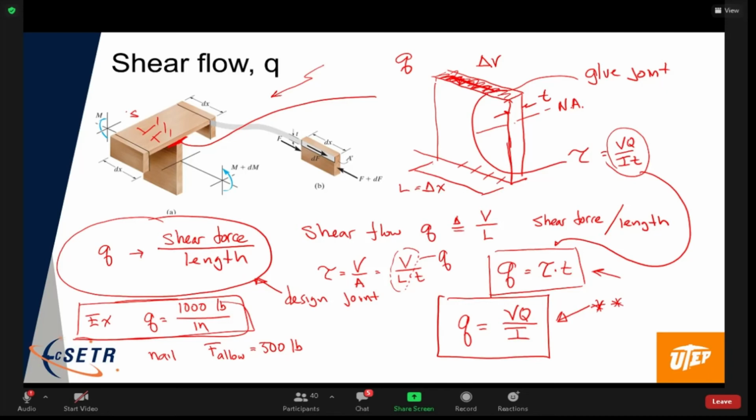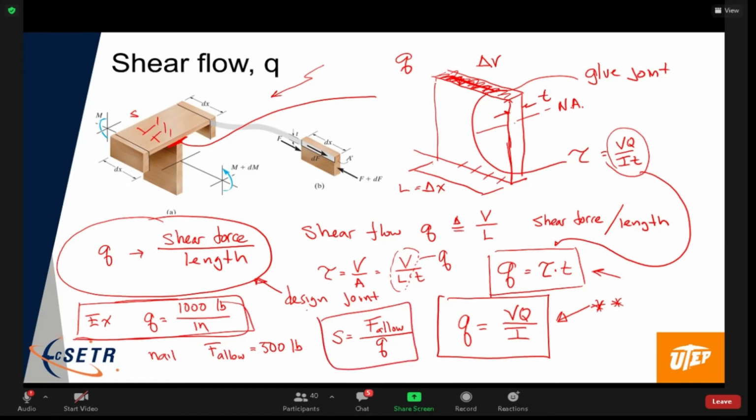Can't we just put a nail every half inch? That's right. A nail every half inch. So how do you get that? The spacing is going to be the allowable force over the shear flow. Okay? That's it.